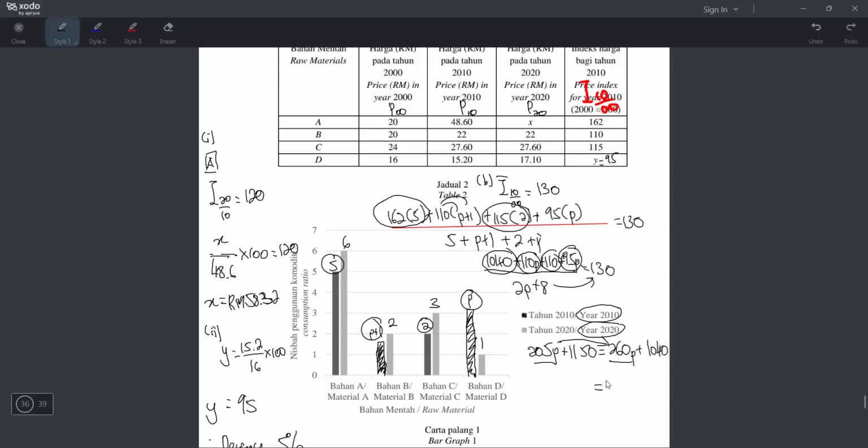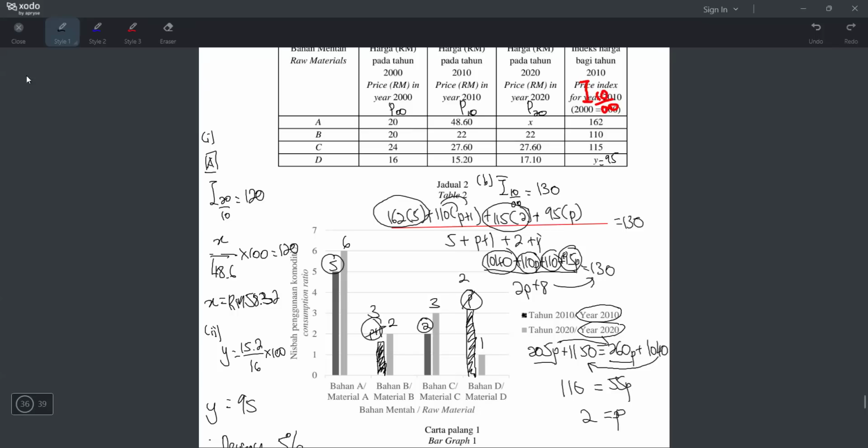260 minus 205 is 55P. And then 1040 pindah sini. Okay, 1150 minus 1040, you get 110. And then divide 55 is 2. So it means the P is 2 lah. Okay, so it means this is 2 plus 1, 3. And then this is P2 macam ni.